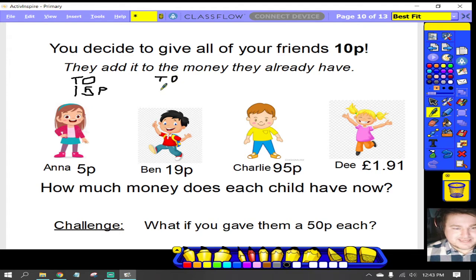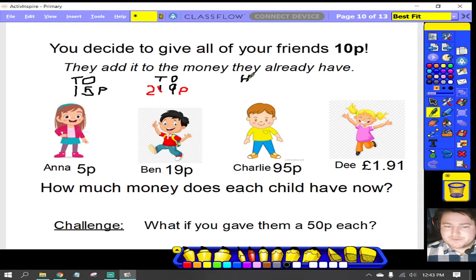Tens and ones. He's got 19 already. We're adding one more 10. Remember, it's a 10, not a 1. So, 1 add 1, I think I could do that, 2. So now we have 29 pence. Great.